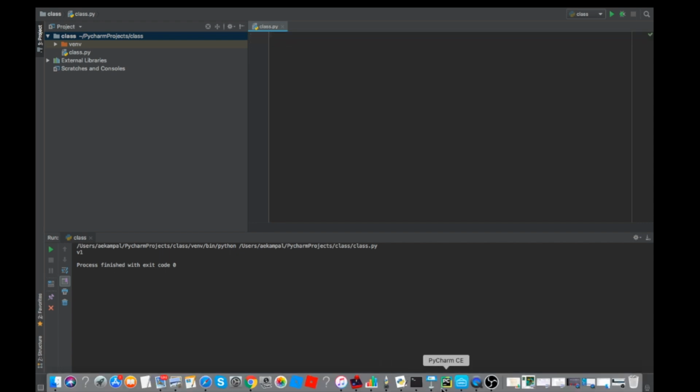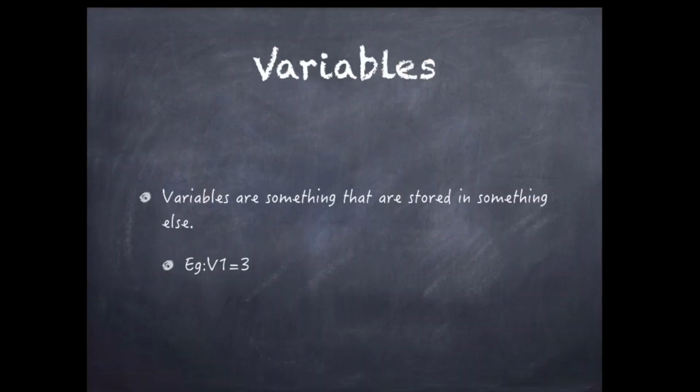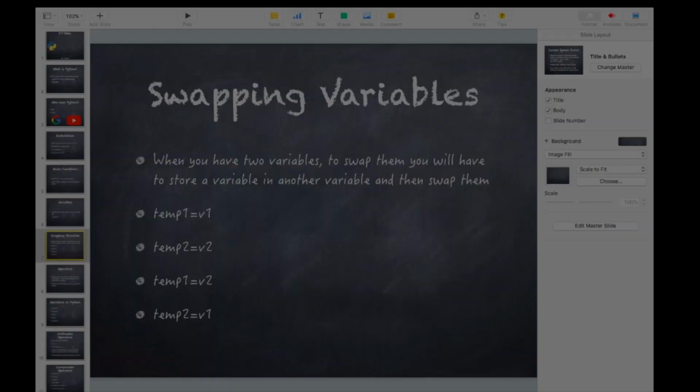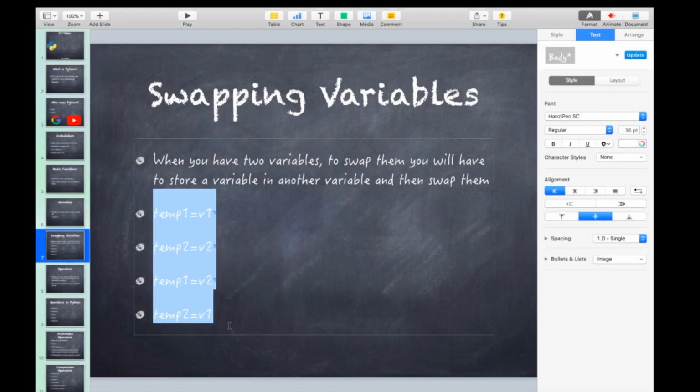So another thing in variables is swapping variables. When you have two variables, to swap them, you will have to store a variable in another variable and then swap them. So this is an example. First you need to define the variables, obviously.